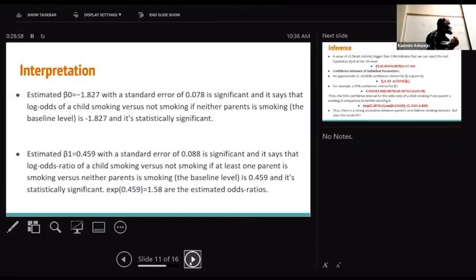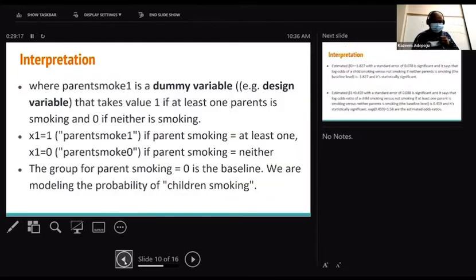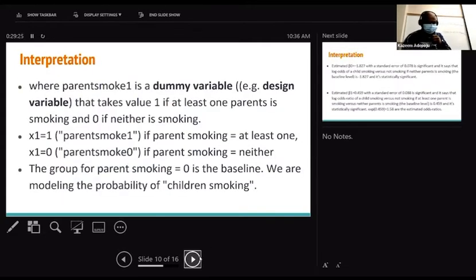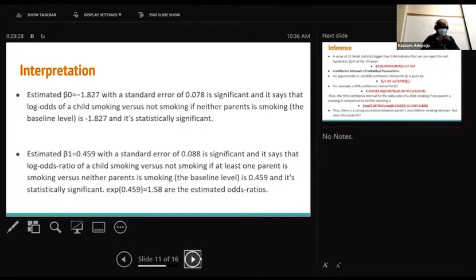The beta naught and the beta 1 have interpretation in the framework of the logistic regression model. I said the estimated beta naught is equal to that, with that standard error, and it is significant. Of course, we can see looking at the p-value that it is significant. Now, how do you interpret the intercept? Let's start with the intercept before you go to the slope.